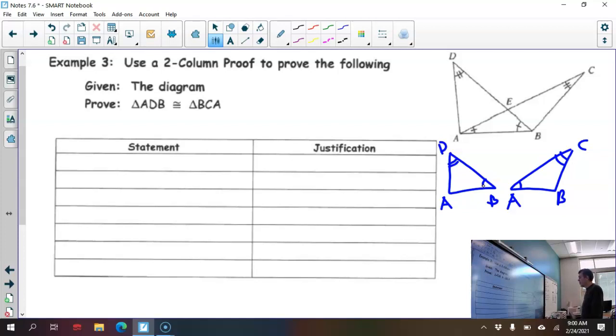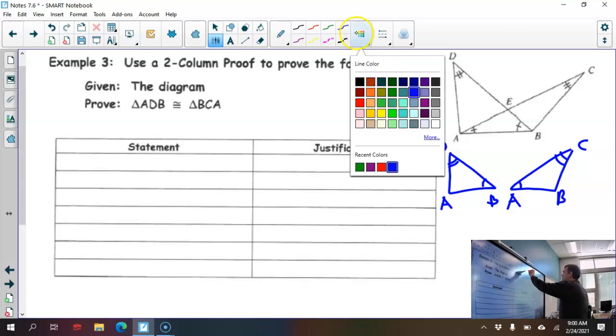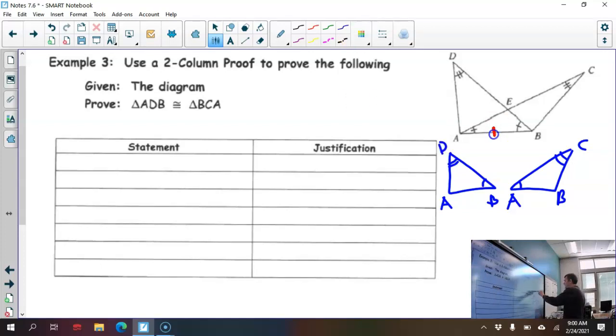Do I have a third part? I have two parts congruent to two parts, but I need a third part. And I see it. The third part is this line down the middle that is in both triangles. This side is equal to this side. So are those going to be congruent triangles? And by what? By angle, angle, side. So now that I've planned that out, I can start doing my proof.